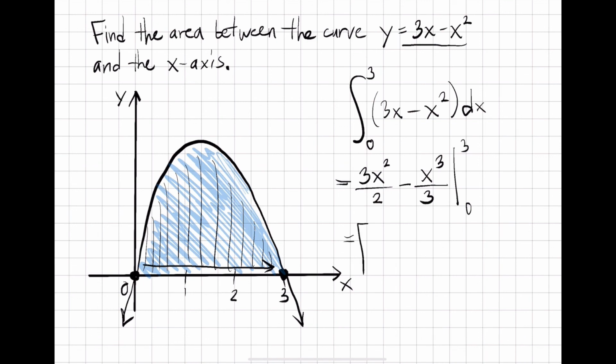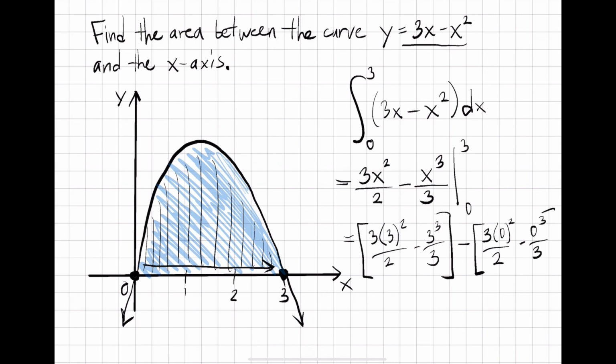Our final step is to plug in our bounds and subtract the results. So let's use some brackets here. Let's say we've got 3 times 3 squared over 2 minus 3 cubed over 3. These brackets aren't really doing anything except visually setting off this part of the integral. And minus the quantity 3 times 0 squared over 2 minus 0 cubed over 3.